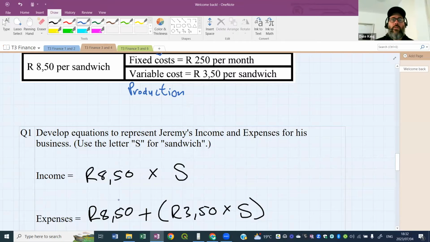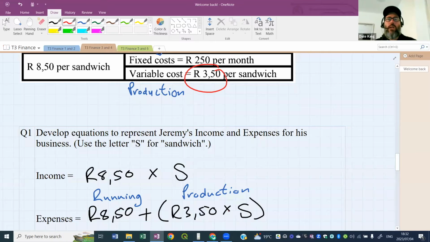So on the left here is R8.50. So we need the running costs here. Let's say the running costs can be here, or the fixed costs, okay? And we need the production costs over here, or the variable costs. So on the left, we need the running costs, and on the right, we need the production costs. Now, production, to produce, how much it costs to produce, it costs R3.50 to produce a sandwich. So it's R3.50 to make every sandwich. So this part of the equation is fine. That's how much it costs to produce the sandwich, to make the sandwich.